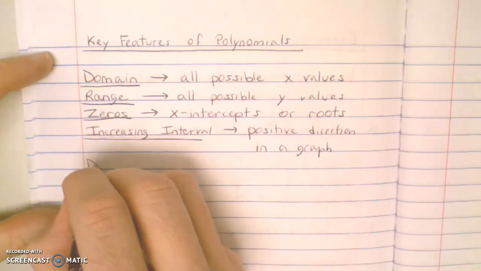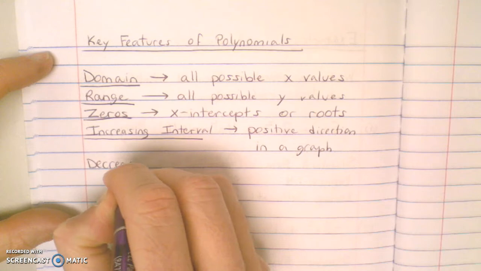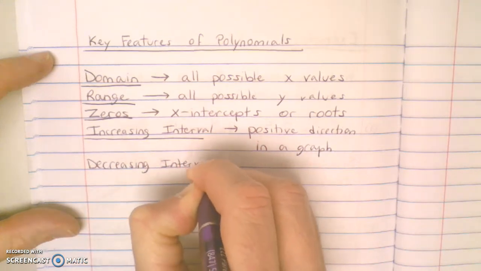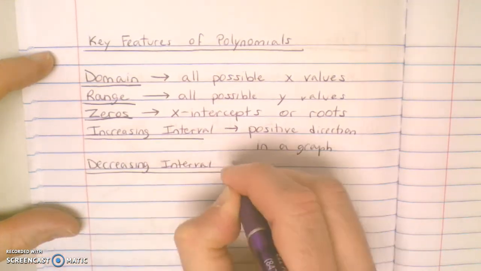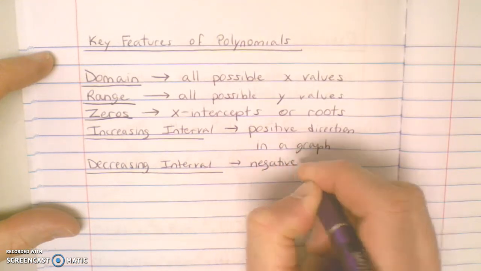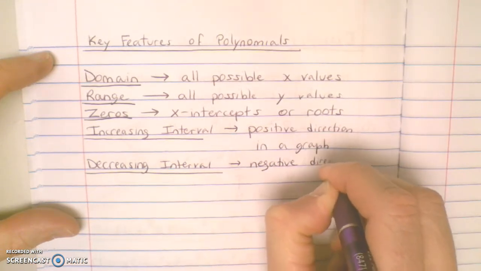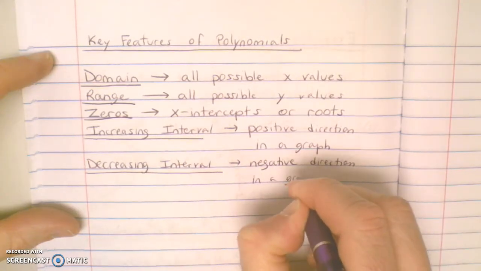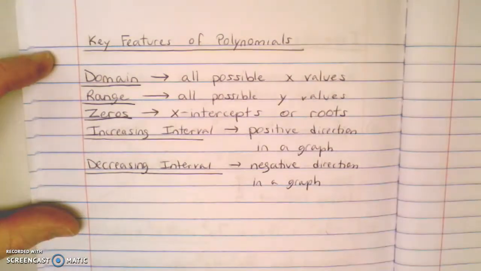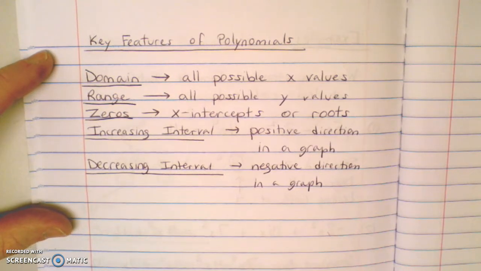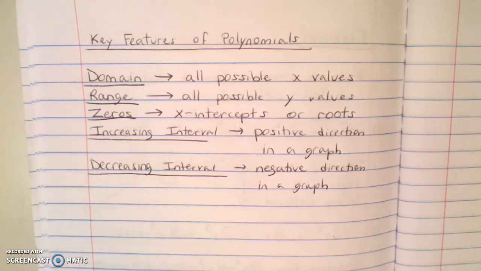And then decreasing interval is the inverse or the opposite of that. That's where you're moving in a negative direction for your y values. Your y values are decreasing. So as we take a look at some polynomials, we're going to graph them and identify these key features from the polynomials.